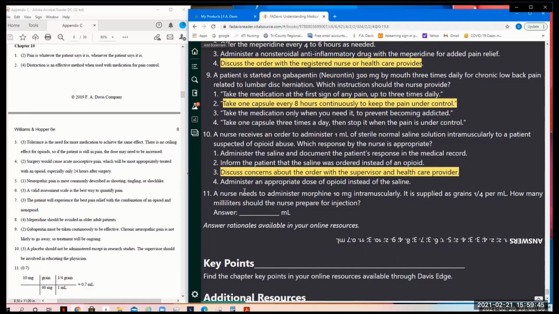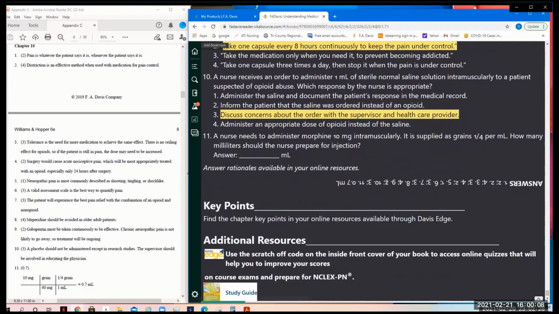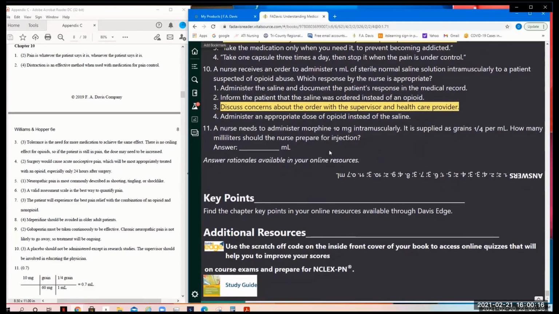Number 11, a nurse needs to administer morphine 10 milligrams intramuscularly. It is supplied as grains 1/4 per milliliter. How many milliliters should the nurse prepare for injection? And the answer is 0.7 milliliters. It's 10 divided by 60 times a quarter grain over 1 milliliter.